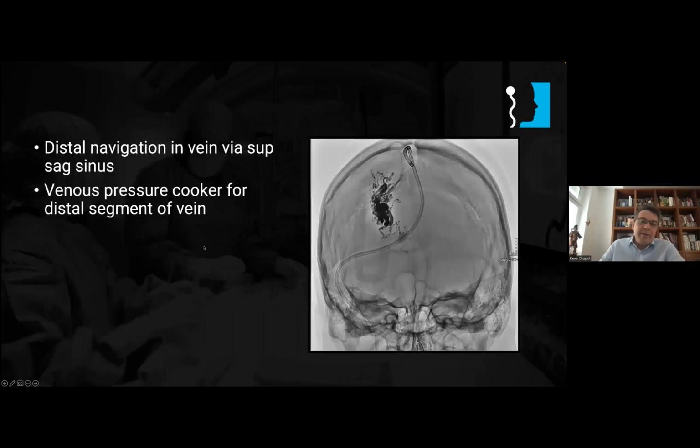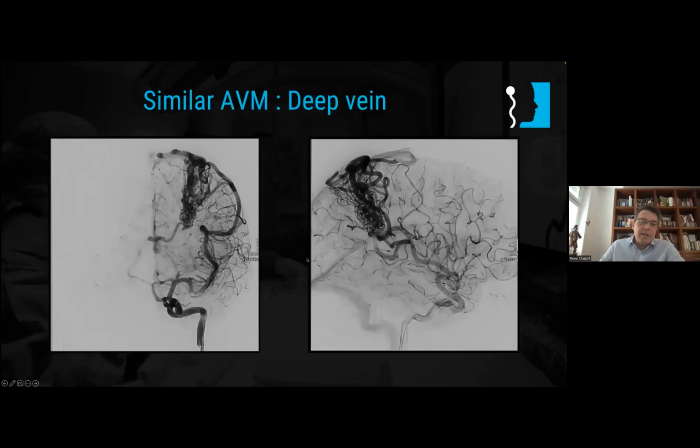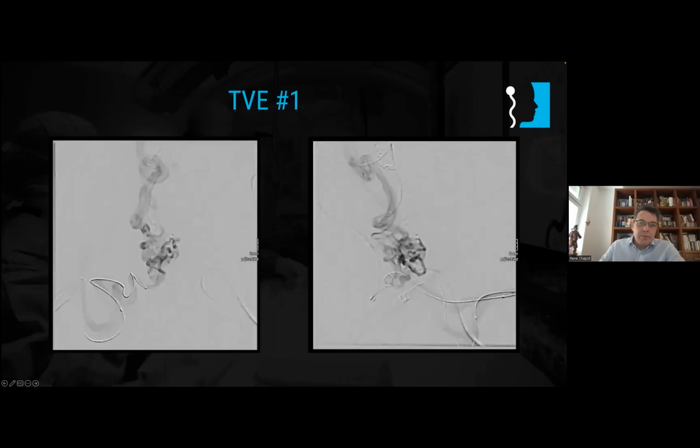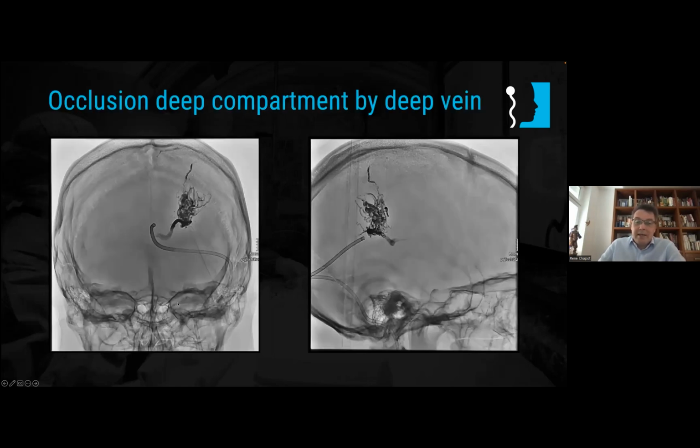The same AVM in another patient has this time a deep vein, so that's easier to get access to this part of the AVM. But one thing is sure, a lot of the AVM is only to be understood while you're doing the injection. So some can be predicted, some can only be understood when you do the embolization, as here.